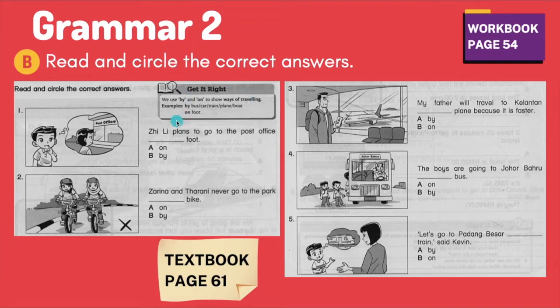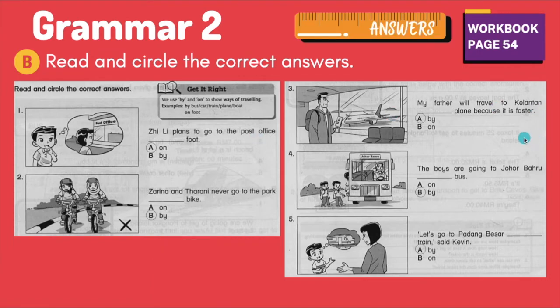Okay, let's look at the examples. By bus, by car, by train, by plane, by boat. And the last one is on foot. Okay, so look at the picture, read the sentence, and try to fit in which one is the best answer. And later, I will show you the answer. Okay, let's check the answer together. Let's read. Please repeat after me. Read and circle the correct answers.